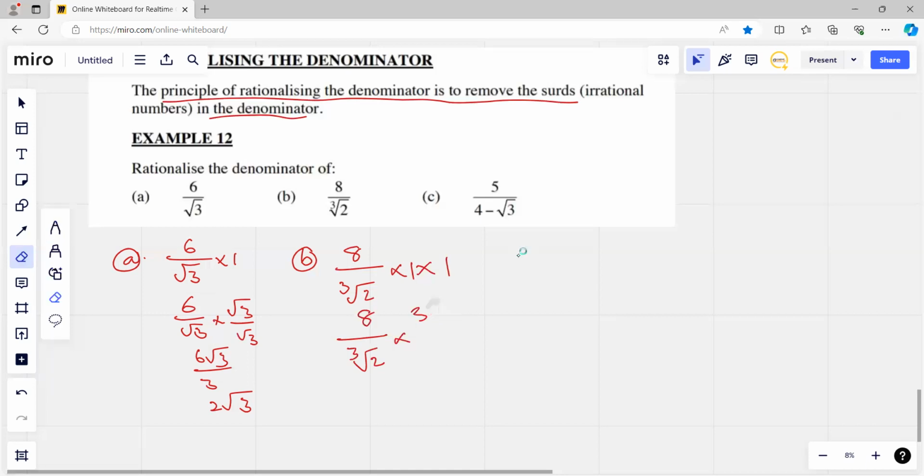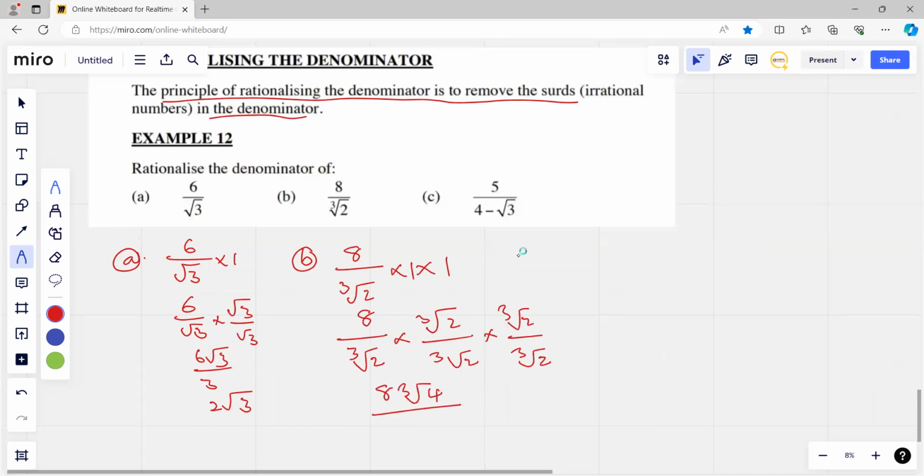Cubic root of 2 divided by cubic root of 2 multiplied by cubic root of 2 divided by cubic root of 2. Then we'll get something like 8 cubic root of 4 divided by 2, which is equivalent to 4 cubic root of 4.